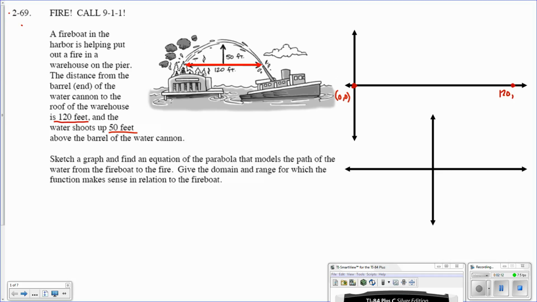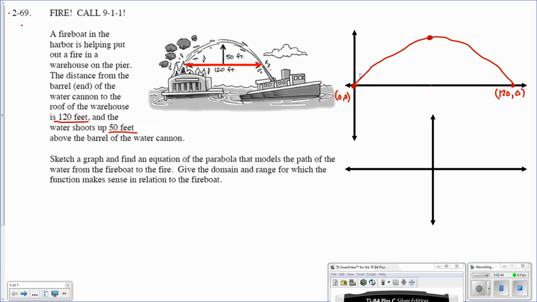So I'm at the point 120, 0, which means that midway between I would be about 60 feet, and I'm going to be about 50 feet high. So here is what I would consider to be my maximum of this shape here. So the water comes up, hits there, and comes back down over here. It's not perfect, but just bear with me.